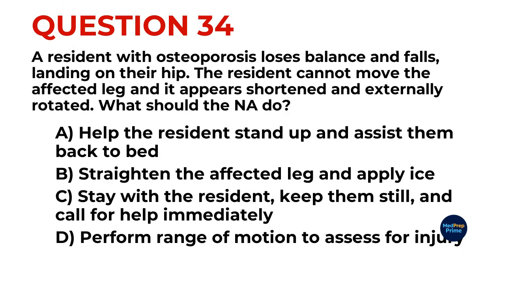A resident with osteoporosis loses balance and falls, landing on their hip. The resident cannot move the affected leg and it appears shortened and externally rotated. What should the NA do? Option A, help the resident stand up and assist them back to bed. Option B, straighten the affected leg and apply ice. Option C, stay with the resident, keep them still, and call for help immediately. Option D, perform range of motion to assess for injury.